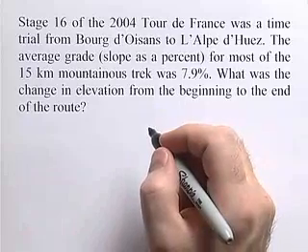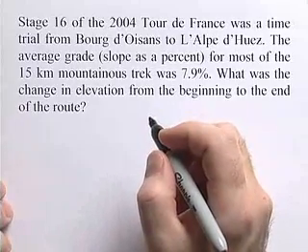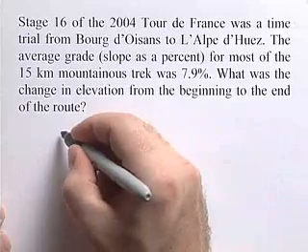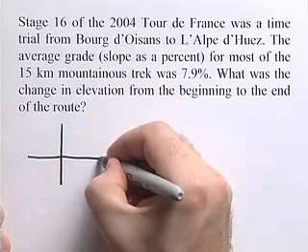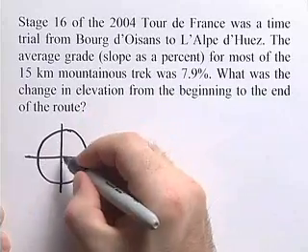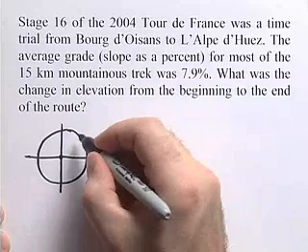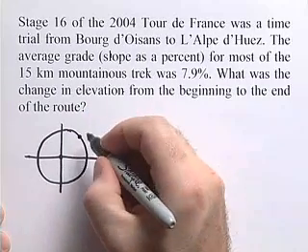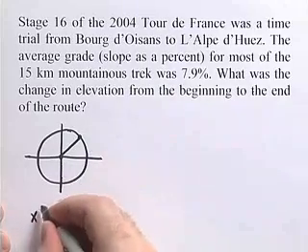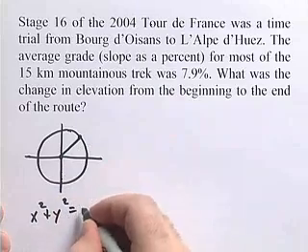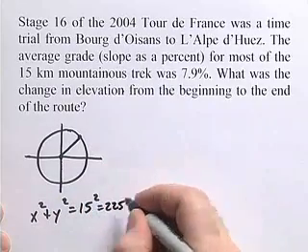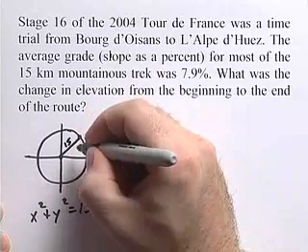We can approximate this situation by considering the start of the route as the center of a circle with a radius of 15. I'm going to draw a little diagram then. Draw a circle. We're going to put the start of the route at the origin, and we're going to let the end of the route be a point on this circle. So we've got the equation of a circle, x squared plus y squared equals 15 squared, which is 225, because the length of the trek was 15 kilometers.